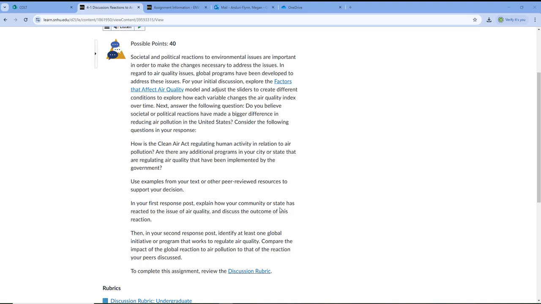And then in your second response post, you're going to identify at least one global initiative or program that works to regulate air quality. So, there's a few out there. So you're going to take a look and describe them and compare the impact of global reaction to air pollution to that of the reaction your peers discussed.